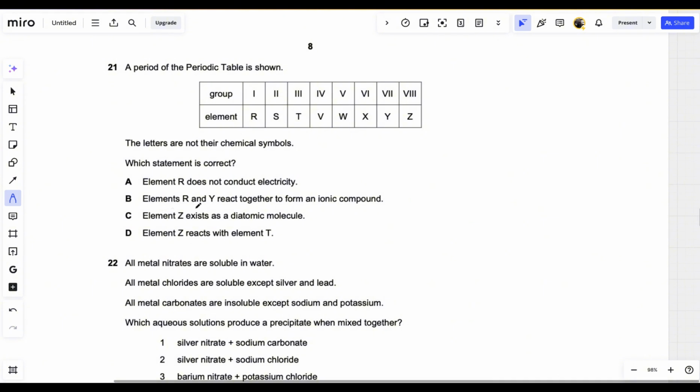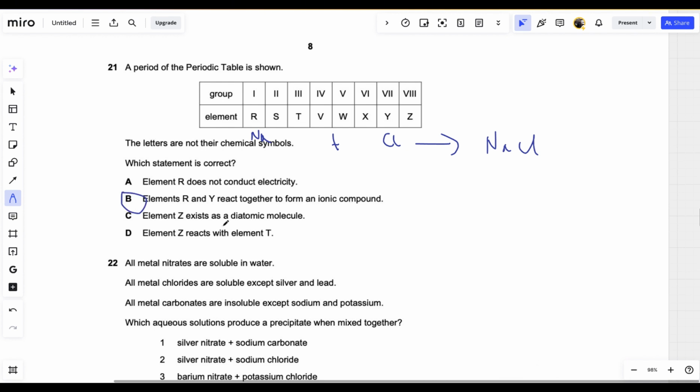Element R and Y react together to form ionic compound. Sodium, for example, is in group 1, so you can check whether that statement is correct. And Y is group 7, like chlorine. So sodium plus chlorine will form ionic compound, right? You just use your logic. This is group 1, you can take any example: lithium, sodium, potassium. So I take sodium, react with chlorine, I get sodium chloride, which is an ionic compound. So that means this option is correct. But we can check others to see.